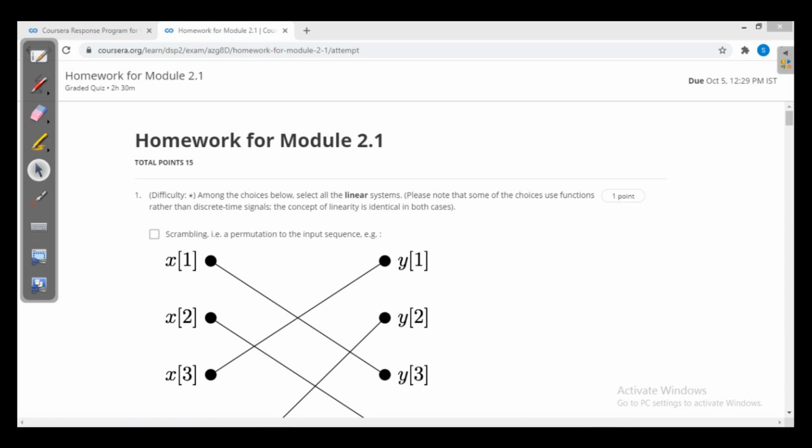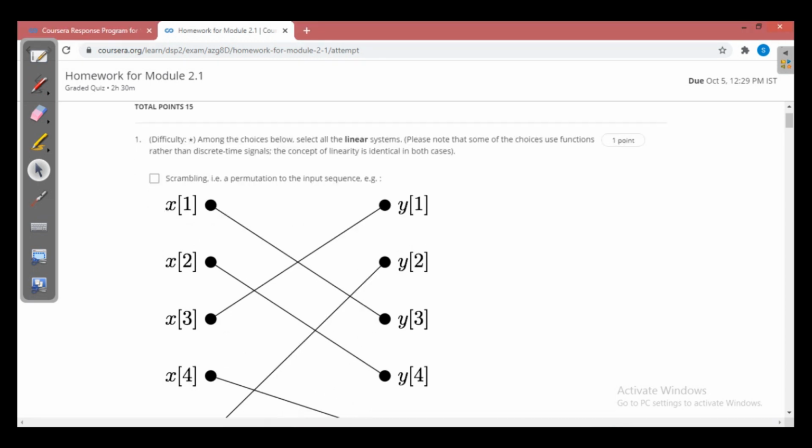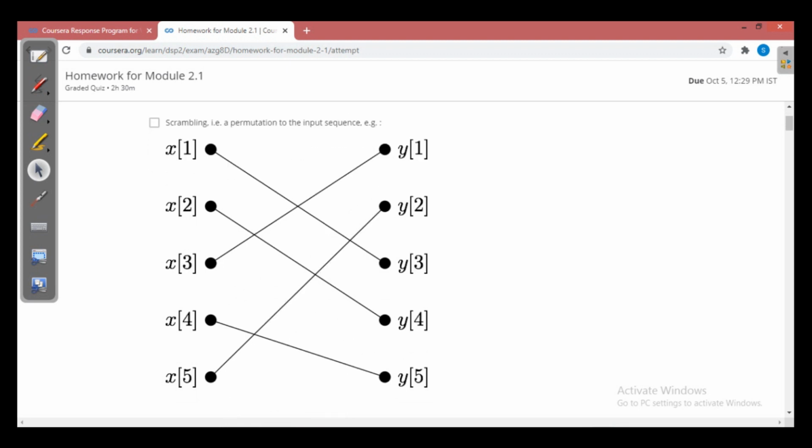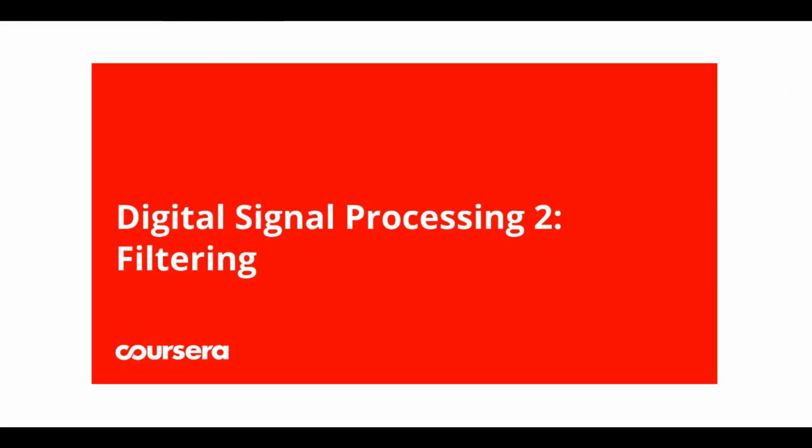Here we have the first option, the scrambling, like the permutation of the input sequence. Now see we have the 5 input samples x1 to x5 and the 5 output samples. All are 1-to-1 mappings, so the system is linear. So I am writing the first option, which is scrambling, which is 1-to-1, so it is linear.